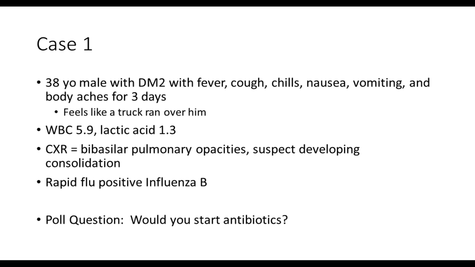Now I want to start off with a poll question. This is a case that I saw. A 30-year-old male has diabetes type 2, presented to the ED with fever, cough, chills, nausea, vomiting, and body aches for 3 days. He said it felt like a truck had run over him. Now, this was a couple years ago, not right now. We'd all think he had COVID maybe right now. His white count was normal. Lactic acid was normal. His chest x-ray showed bibasilar pulmonary opacities. The radiologist said suspect developing consolidation. His rapid flu is positive for influenza B. And so we have a poll question that we'd like you to answer. Would you start antibiotics in this patient? That poll question should pop up for you to answer.